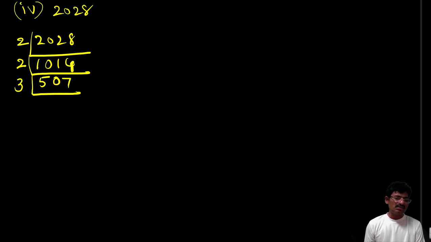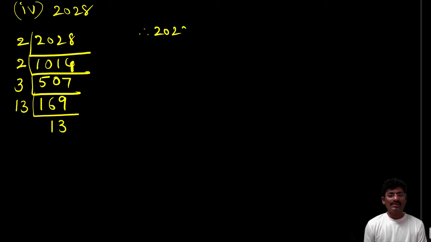So now let us do it. 3 times 1 is 3. So 5 minus 3 means 2 will be there. 20. So 20 means 3 times 6 is 18. So 2 will be there. 27. 3 times 9 is 27. Now 169. Actually this is divisible by 13 only. So 13 times 13 is 169. Now therefore, 2028 equal to 2 times 2 times 3 times 13 times 13.